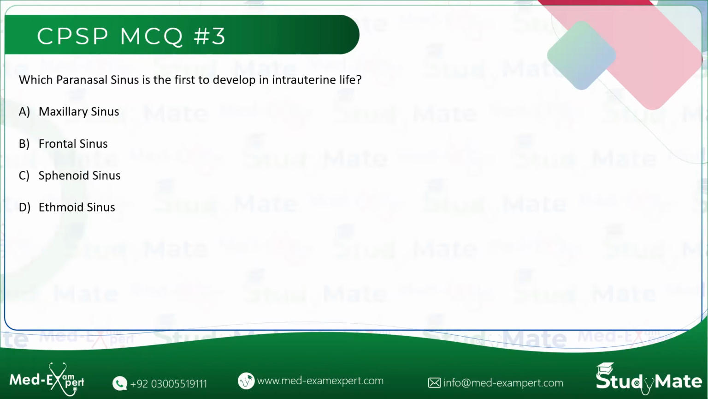Third CPSP MCQ is, which paranasal sinus is the first to develop in intrauterine life? A is maxillary sinus, B is frontal sinus, C is sphenoid sinus, and D is ethmoid sinus.